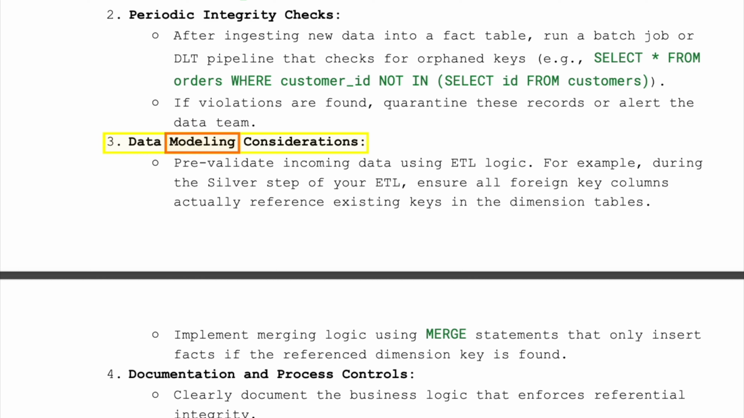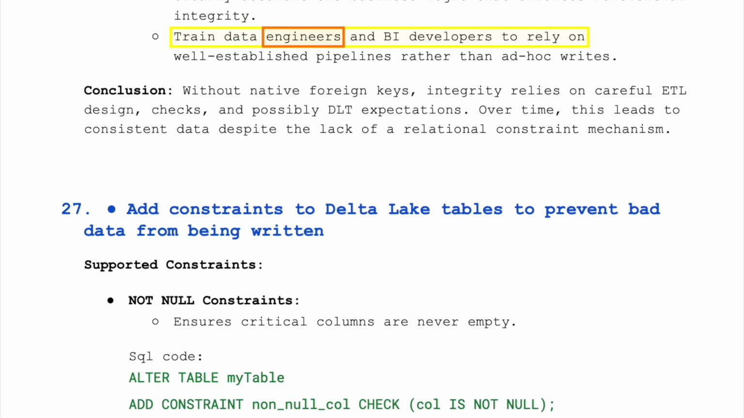3. Data modeling considerations. Pre-validate incoming data using ETL logic. For example, during the silver step of your ETL, ensure all foreign key columns actually reference existing keys in the dimension tables. Implement merging logic using merge statements that only insert facts if the referenced dimension key is found. 4. Documentation and process controls. Clearly document the business logic that enforces referential integrity. Train data engineers and developers to rely on well-established pipelines rather than ad hoc writes.